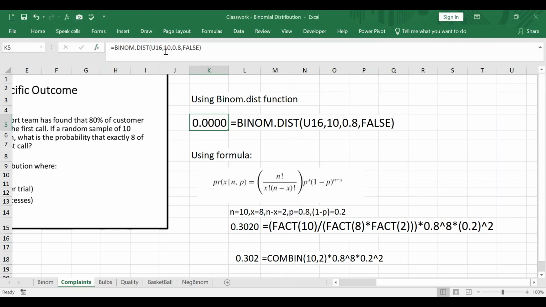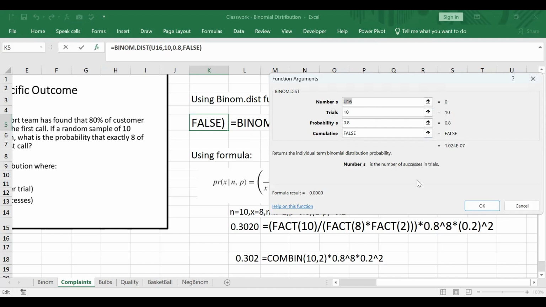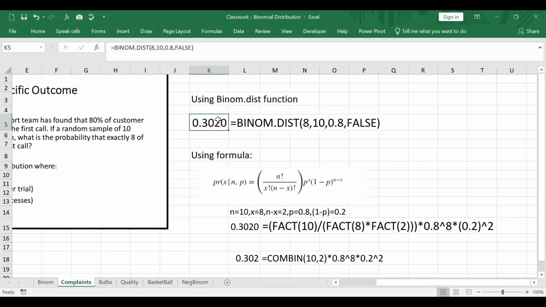So I did a mistake here. So here it is binomial distribution. The first parameter is number of success equal to 8, then number of trials. It picked up a different value, so it comes to 0.3080.